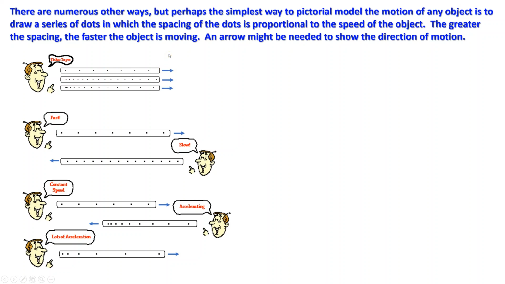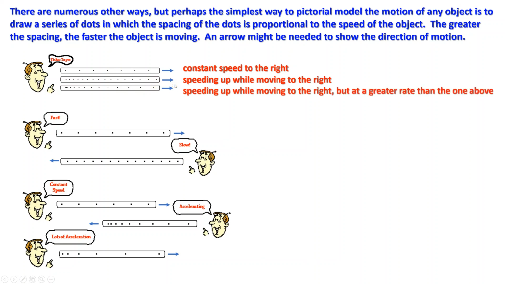In these first 3 sets of ticker tape drawings, the object is moving to the right at a constant speed because the dots are evenly spaced. In the next row, the dots get a little bit further apart as we go, so it's speeding up while moving to the right. In the third case, we see the dots get farther apart, but at a quicker rate than the ones right above. So it's also speeding up while moving to the right, but at a greater rate, or acceleration, than the one right above it.